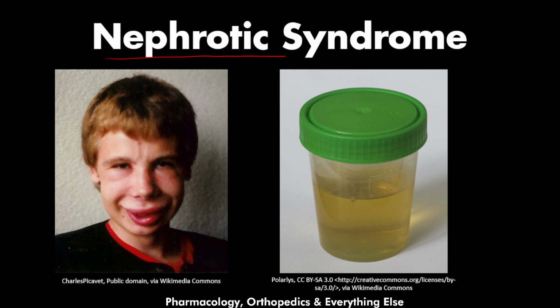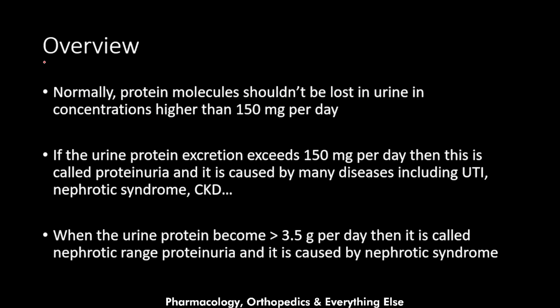It's going to be a series of videos, starting with this video, which will be about the nephrotic syndrome. So the nephrotic syndrome is characterized by facial edema, as we can see in this child's face, and also characterized by proteinuria, as we can see in this urine specimen. So let's start with an overview of the nephrotic syndrome.